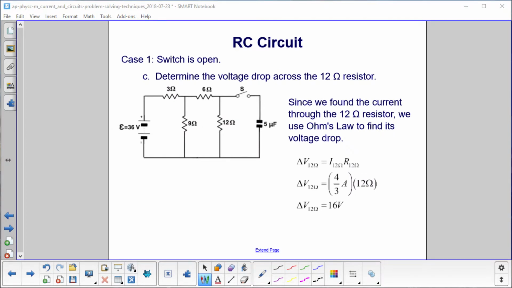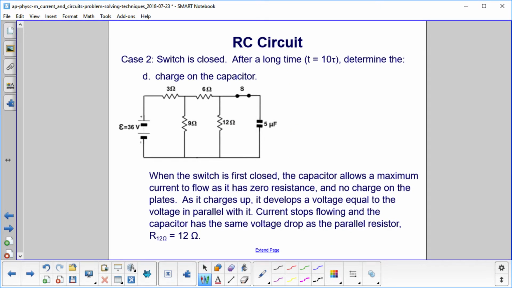Determine the voltage drop across the 12 ohm resistor. We now have to go back to our original schematic, because even though the current through R equivalent 1 is the exact same as the current going through both of these resistors, the voltage drop is different. They're in series. So the voltage across the 12 ohm resistor is equal to the current we found on the previous slide times its resistance. So that's 4/3 amps times 12 ohms, and we get a voltage drop of 16 volts.